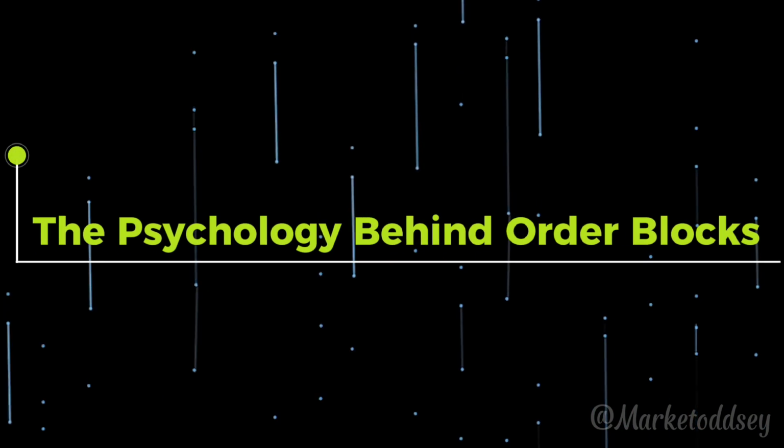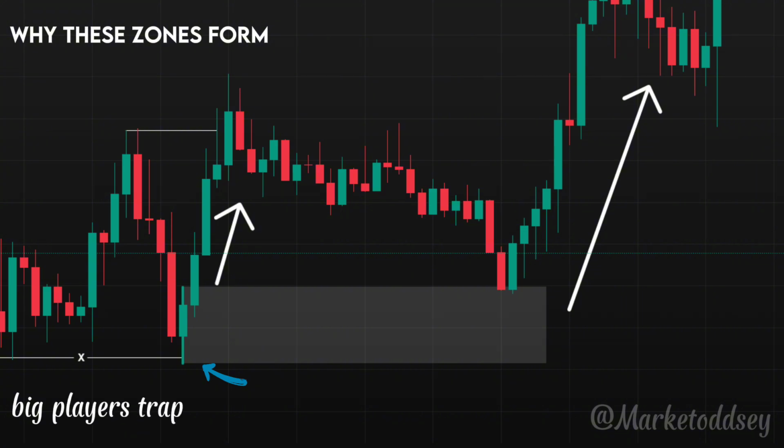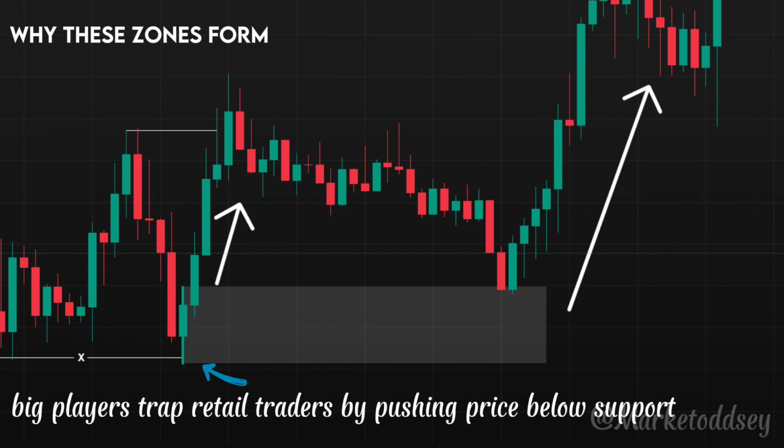The psychology behind order blocks. To truly grasp their importance, let's explore why these zones form. 1. Market manipulation. Big players often trap retail traders by triggering stops, e.g., pushing prices briefly below support to shake out weak hands before reversing direction. 2. Liquidity pools. Order blocks often align with areas where liquidity clusters, like buy or sell orders stacked at key levels. Institutions target these zones to execute large trades efficiently.